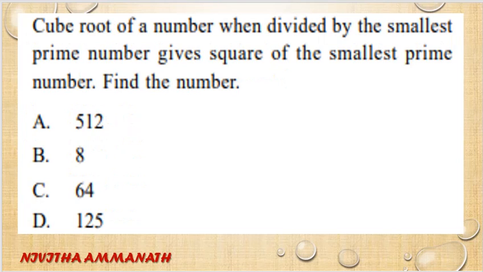Cube root of a number when divided by the smallest prime number gives square of the smallest prime number. Find the number. Cube root of a number is x. Cube root of a number when divided by smallest prime number, which is 2, equal to the square of the smallest prime number, that is 2². So we have to find x.